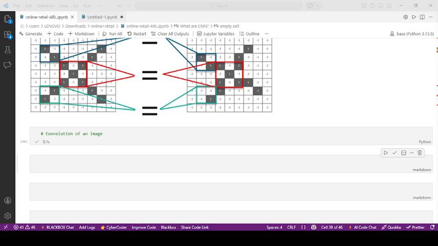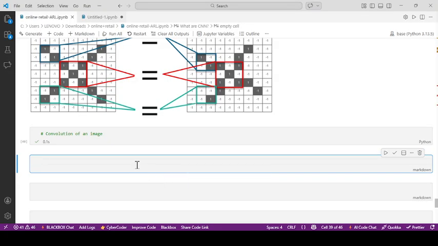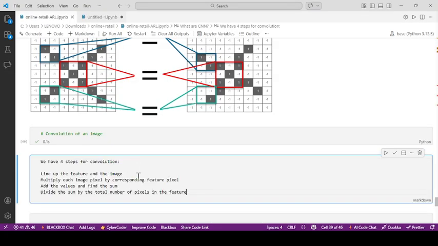So we have 4 steps in the convolution. What are those? We will line up the features and the image. So what are all the images and what are all the filters? These filters are nothing but the features. So multiply each pixel by the corresponding feature pixel.